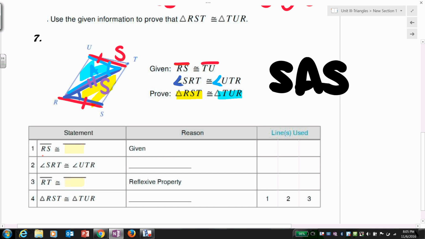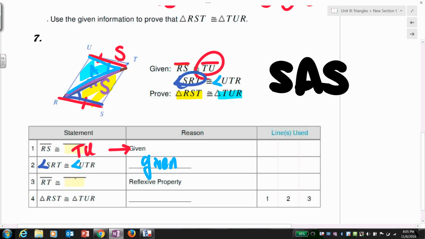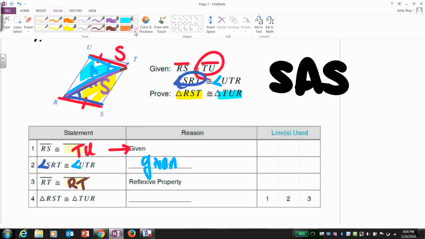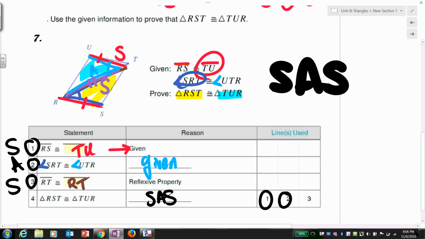Now we're going to fill in the blanks. RS is congruent to TU, why? It's given. Angle SRT is congruent to angle UTR, and we know that it is given. Then we're doing the reflexive property, which is RT congruent to RT, reflexive property. Finally, the triangles are congruent because of side, angle, side, but you have to name them. This gave us a pair of sides, that's line 1. This gave us a pair of angles, that's line 2. This gave us a pair of sides, that's line 3.